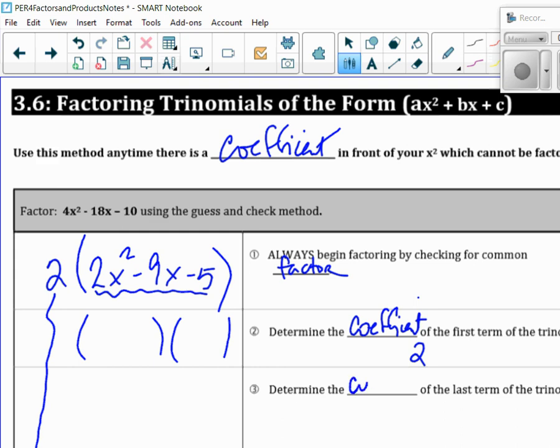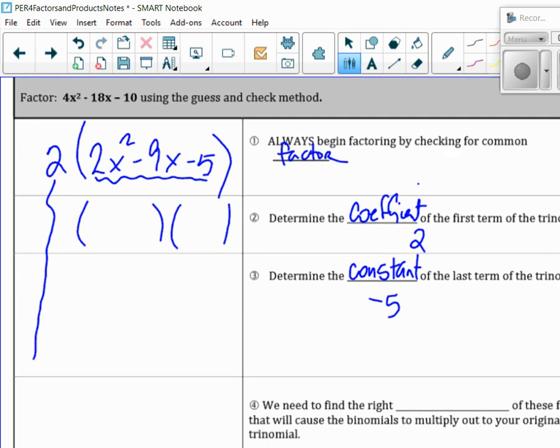Determine the constant. Actually, what I probably want is the factors of the first 2 terms. Okay, I'm just going to do it this way. Determine the constant of the last term. So that is minus 5. So what we're doing is, this actually isn't too bad, but now we have to come up with factors of this, right? So, and I wouldn't worry about the sign right now, but what are the only factors of 2? 1 and 2. And the only factors of 5 are 1 and 5.